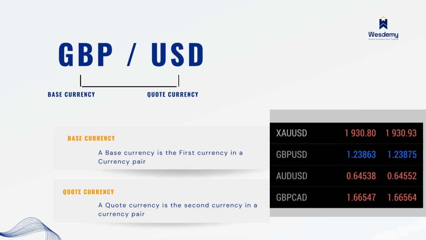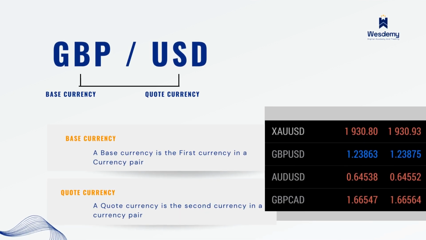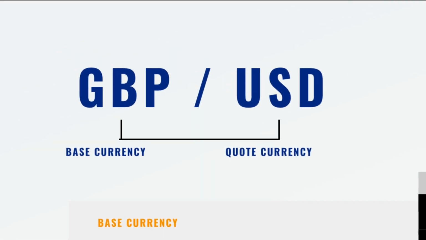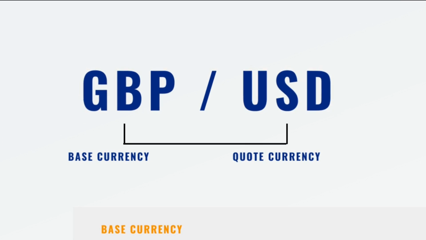Now, look at your screen. You can see we have GBP USD. Now, this is a currency pair. The GBP here is the base currency and the USD is the quote currency. Any currency that comes first in your currency pair is the base currency, and the one that comes second, in this case the USD, is your quote currency. So a base currency is the first currency in the currency pair, while the quote currency is the second currency in the currency pair.